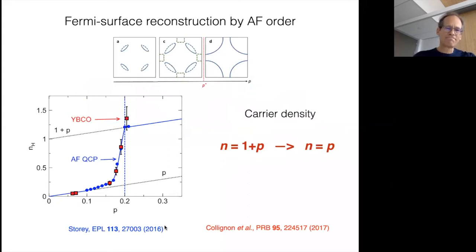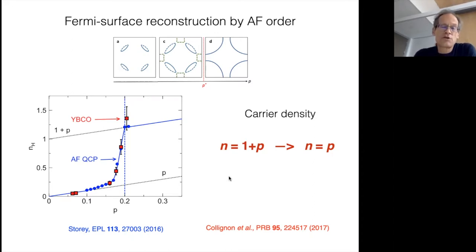Very soon after our experimental data, James Storey did the calculation for an antiferromagnetic quantum critical point, and he got these blue circles from a calculation. I'm just comparing this with our YBCO data. You can see that it really does look like you're breaking translational symmetry, as you would with long-range antiferromagnetic order. But the fact is, there is no long-range antiferromagnetic order. So that's part of the puzzle of this pseudogap thing.